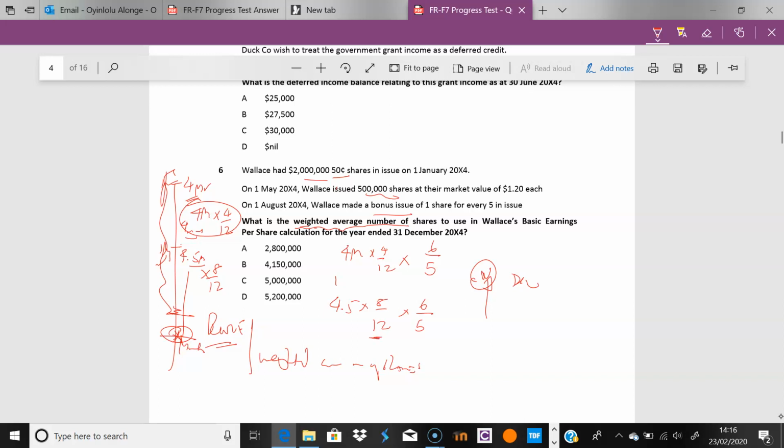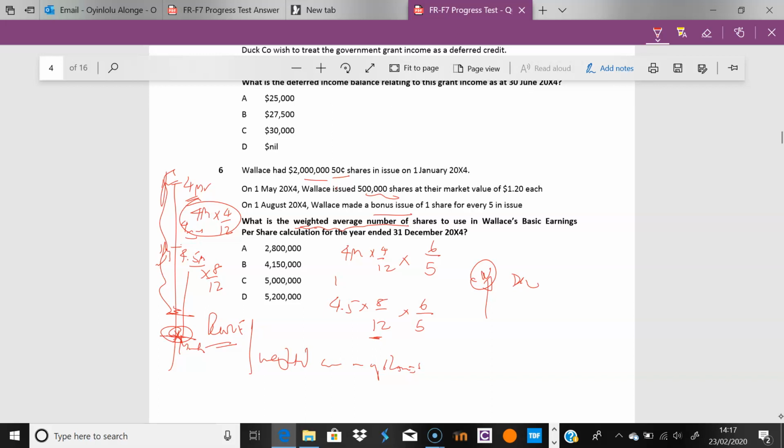The bonus issue really is not a real movement. Nothing really happened. No money came. So in effect, I could almost ignore it in terms of the date. It's not an actual point in time to recognize. So multiply this 4 times 4 over 12. Let me just get my calculator and deal with that very quickly. Where are we? Here we are.